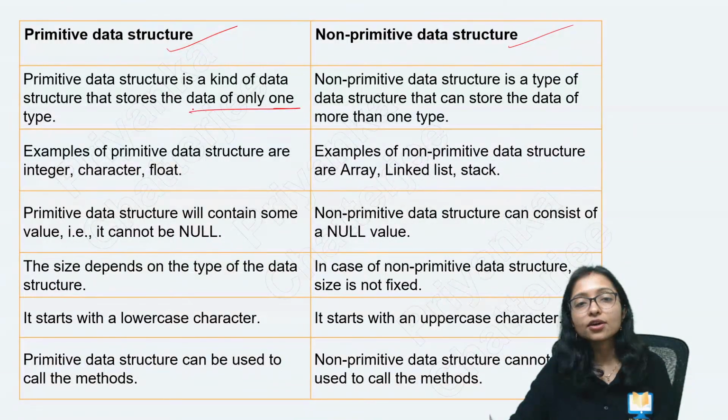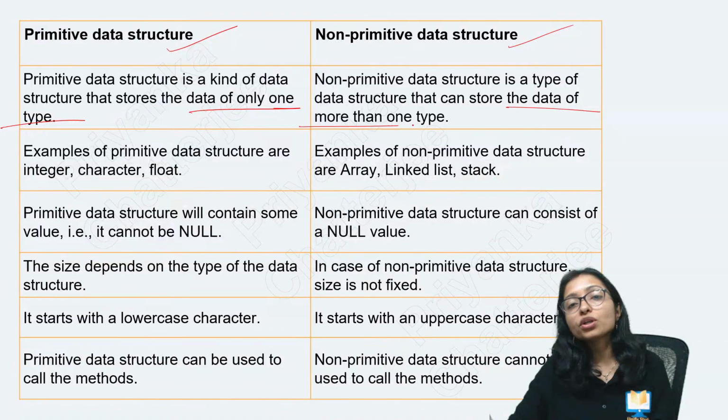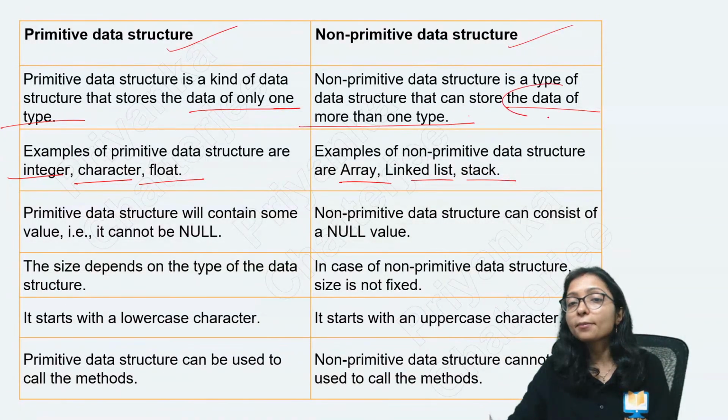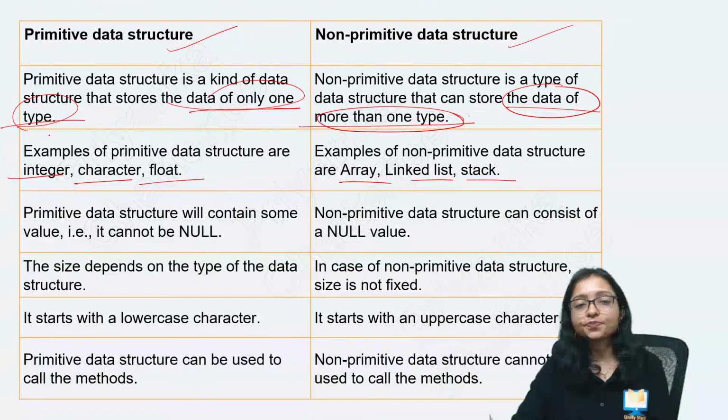That is the main thing, only one type. And here it can store data of more than one type. That's why integer, character, float are primitive, but array, linked list, stack are non-primitive. The main reason is this. Definitely know the main reason.